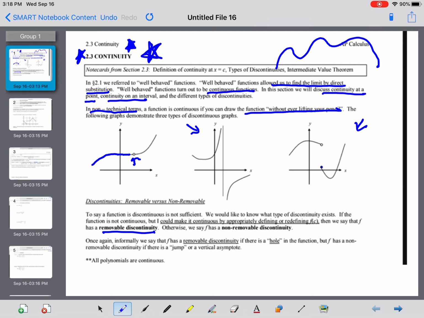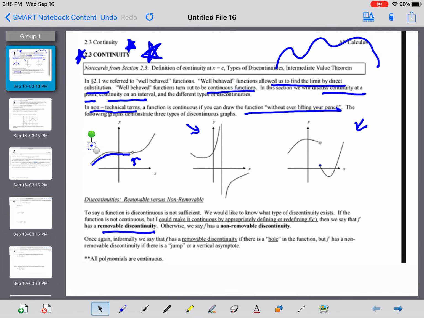Removable discontinuity means that I could actually put this dot in this hole and make it continuous. Okay, so it's called removable because I could easily remove the fact that it's discontinuous. There's non-removable discontinuity that is often referred to as a jump, or infinite discontinuity, which a vertical asymptote would give you.